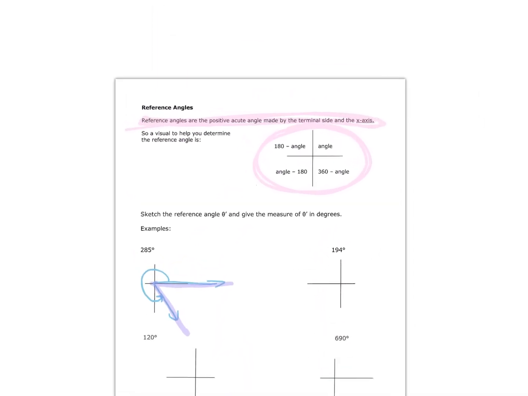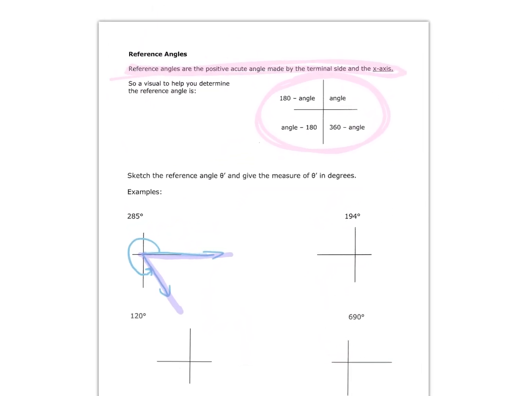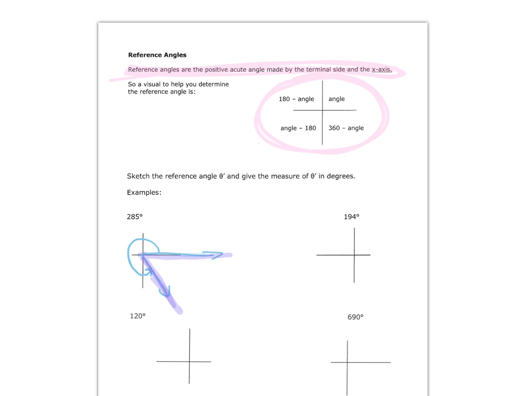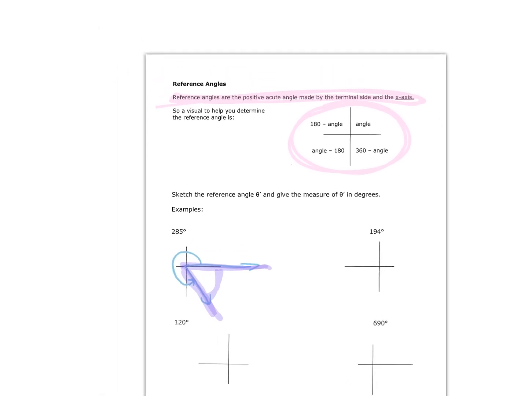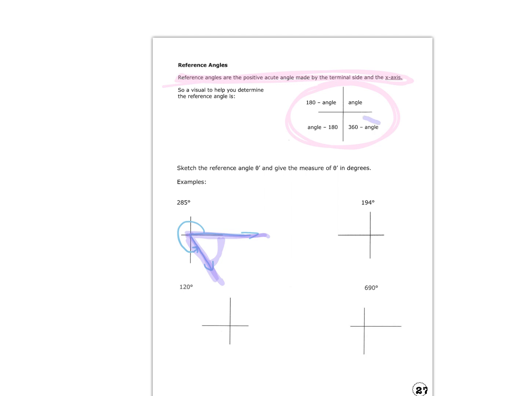Read what it said up here again. Reference angles are the positive acute angle made by the terminal side and the x-axis. So this angle would be the reference angle for a 285 degree angle. The way we figure out what that is, if you notice, we ended in quadrant 4. So we're going to do 360 minus this 285. So the reference angle is 75 degrees.